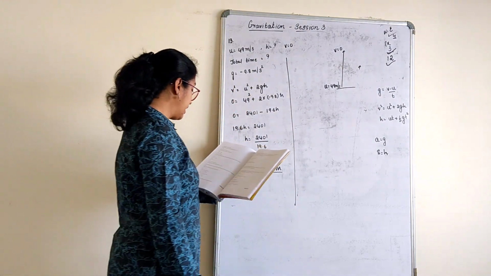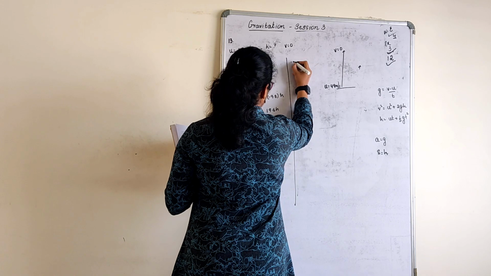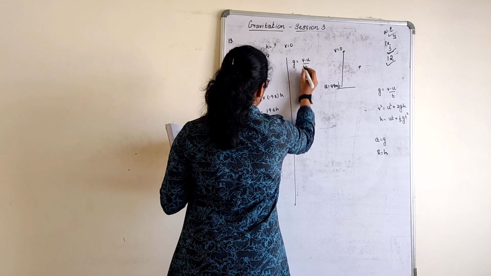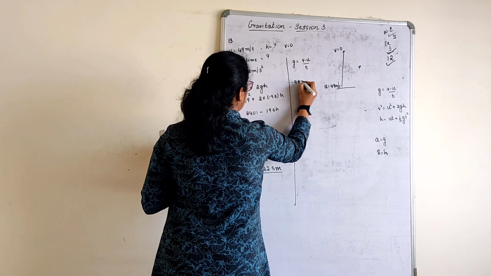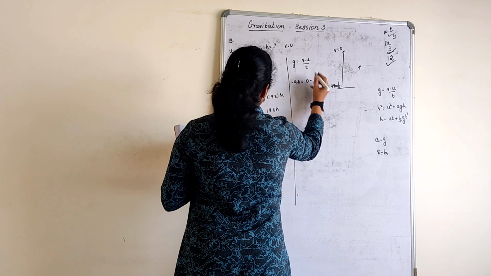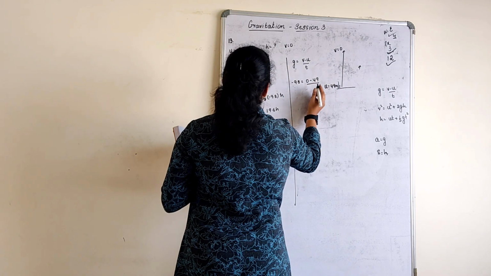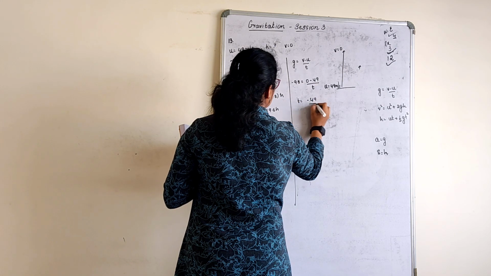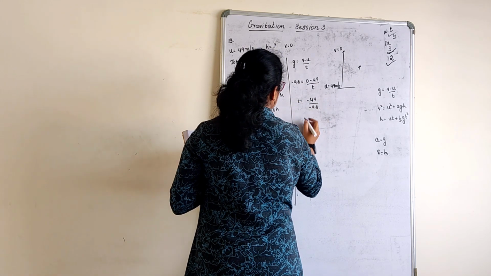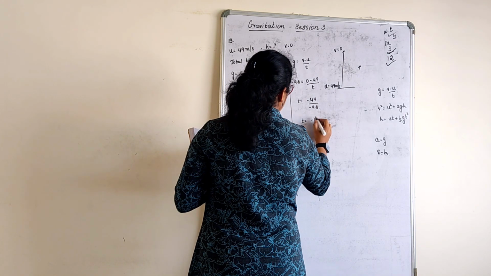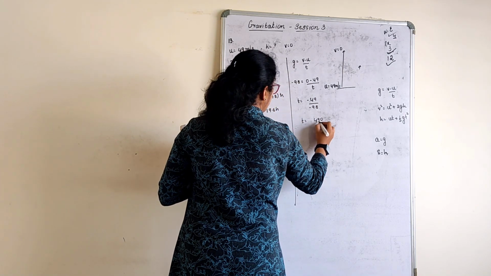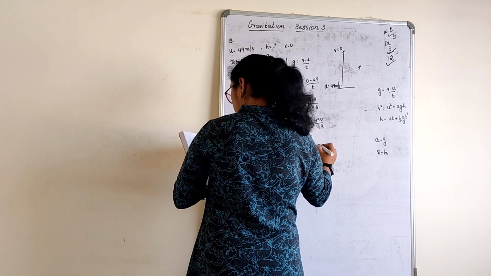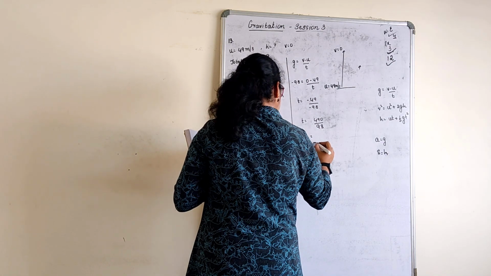Next, time we have to calculate now. To find time, I will use this formula: G is equal to V minus U by T. G is minus 9.8, 0 minus 49 divided by T. Cross multiply. T is equal to minus 49 divided by minus 9.8. So T is equal to plus 490 divided by 98. When you do the calculation, you get T as 5 seconds.